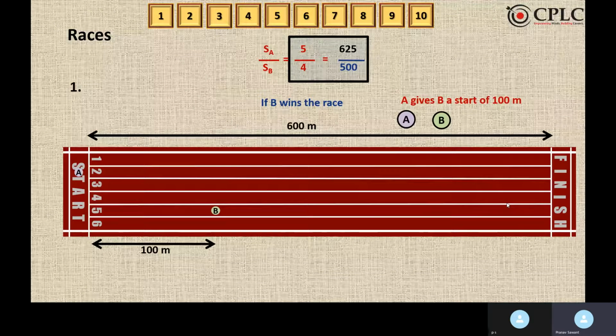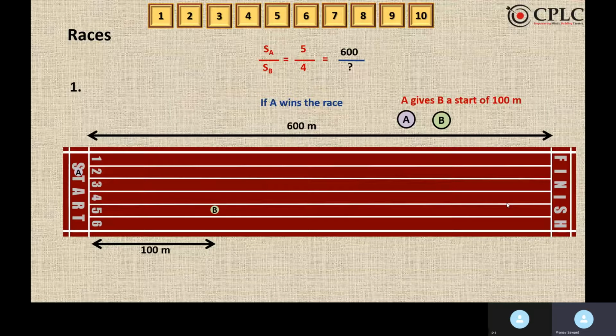Now let's take a case where A wins the race. So if A wins the race, this means A will run the entire track and he will complete the 600-meter distance. Hence, 5 parts would be equal to 600. So 4 parts would be equal to what? This is what we have to find. Again, by using the cross multiplication method, we will solve this, and 480 is the answer, as in 4 parts would be equal to 480.